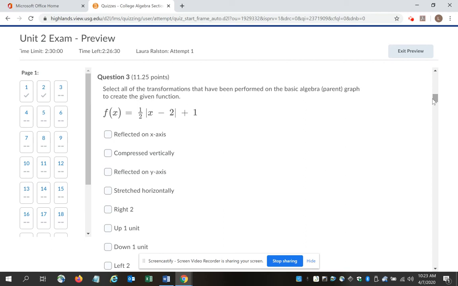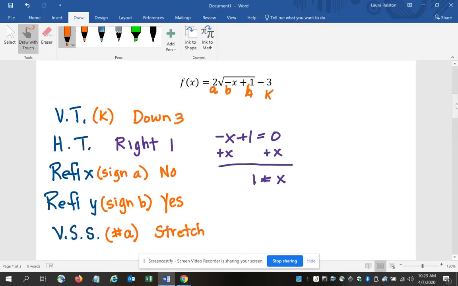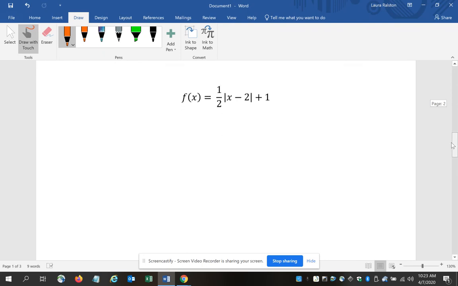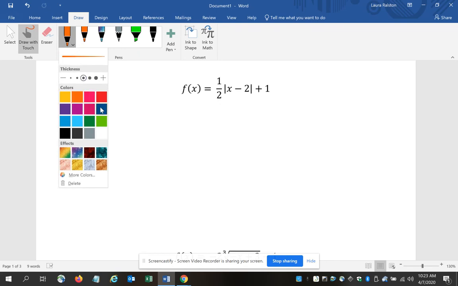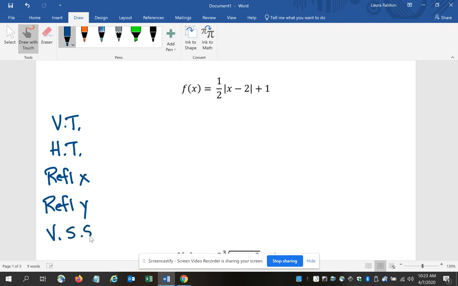Okay, then we move to question 3. It's another transformation where you have to identify the transformations. So again, I took that and moved it over to a Word document. The third equation or function that you have is f of x equals 1/2 times the absolute value of x minus 2, and then added to 1. And again, we have to identify the vertical translation, the horizontal translation, the reflection on x, reflection on y, and whether there's a vertical stretch or shrink.